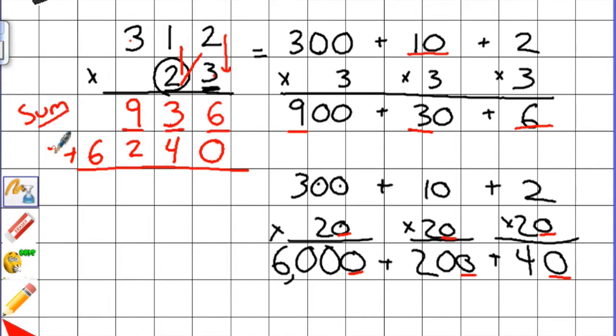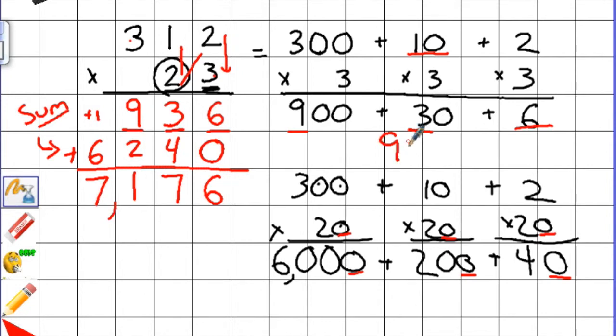So we're going to find the sum of our two products here. Nice and easy addition. Take your time. This is where mistakes can happen. So 6 plus 0 is going to give you 6. 3 plus 4 is 7. 9 plus 2, we're going to have to carry. The 1 stays. We bring the next one over, and we get 7,176. This is excellent for students to see this.